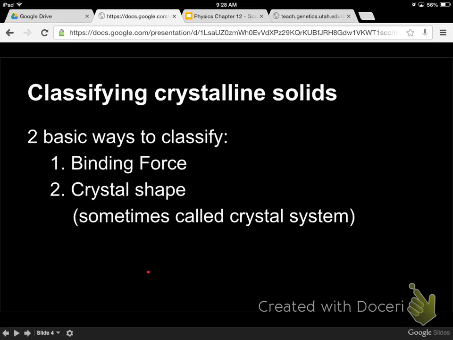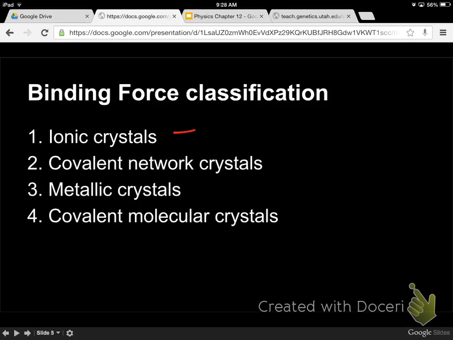When we talk about crystalline solids, there are two different ways to classify them, and we're going to use both of them. Things can be classified according to how they're held together, in essence, according to their chemical bonds, or according to their shape, and we call that crystal system. Binding force is the first thing we're going to talk about, and there are four categories of binding force. We have ionic crystals, covalent network crystals, metallic crystals, and covalent molecular crystals. Those are the four broad categories. You don't have to write those down, they're already written for you.